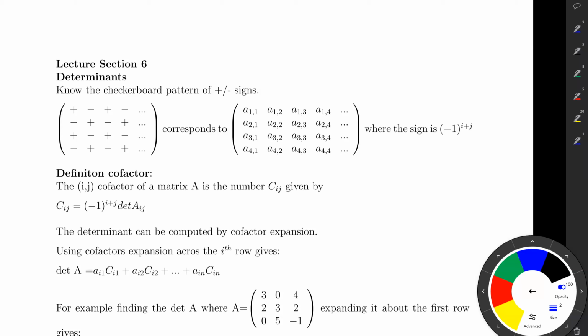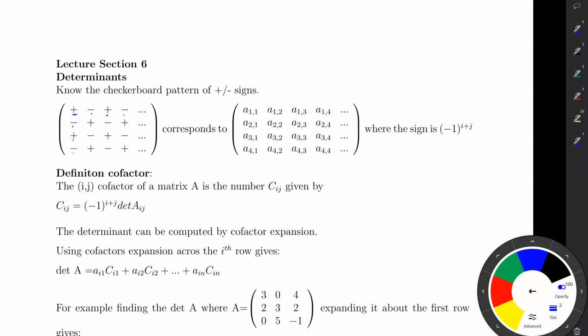Determinants. All right, so first off, we have to define there's a checkerboard pattern of positive, negative signs. So the first entry here is positive, and anytime you take a step in any direction, it changes sign. So positive, negative, or you can go this way, positive, negative. So just horizontally or vertically.